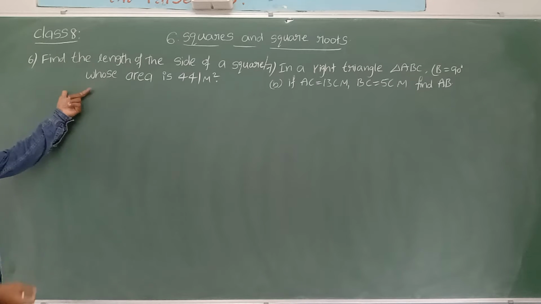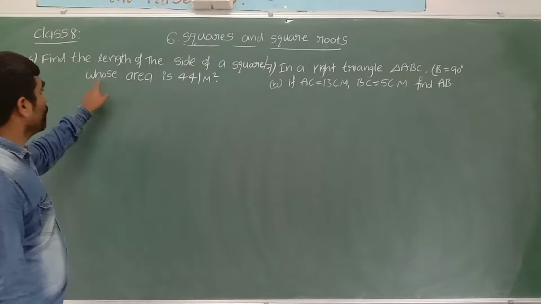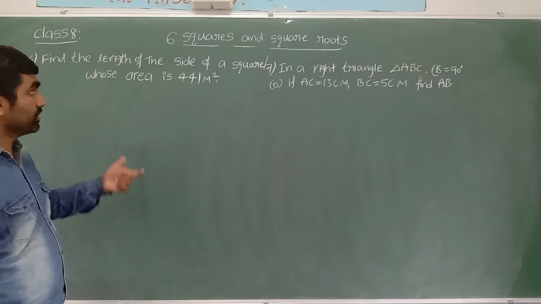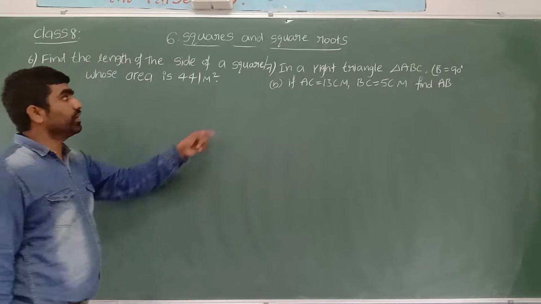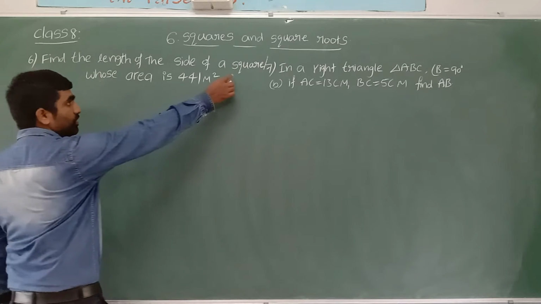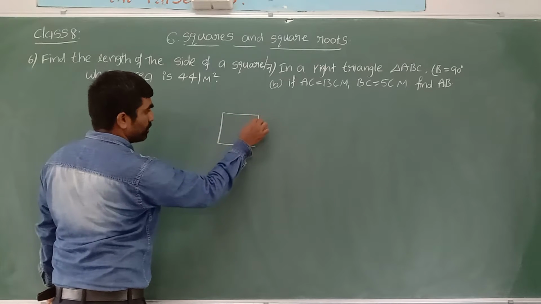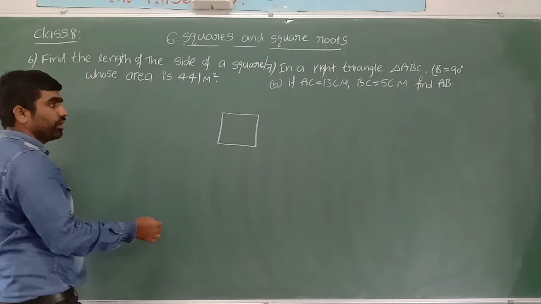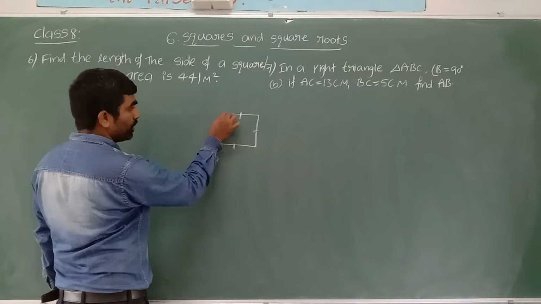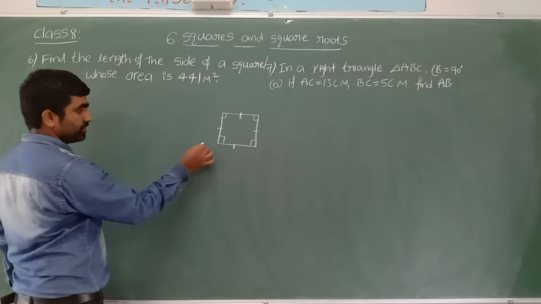Let's see one question here. Find the length of the side of a square whose area is 441 square meters. The question is about a four-sided regular polygon, which is a square. In a regular polygon all the four sides are equal and the four angles are equal. Let me draw a regular polygon with four sides, a square. All the four sides are equal, and each angle is also equal. Each angle is 90 degrees.